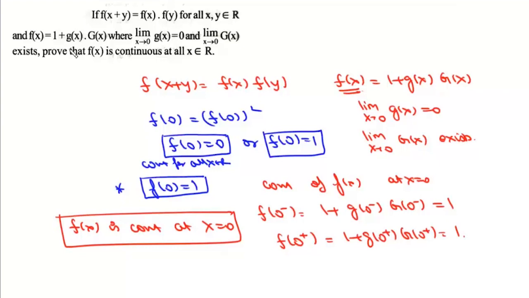Now if f(0) is 0, then this limit cannot be 0. So we have to discard this possibility, f(0) equals 0. So the only condition that remains here is that the value of f(0) must be 1. Now once we know that f is continuous at 0, that is f(h) equals f(-h), and it is equal to f(0), which is 1. We have to prove that it is continuous for all x belongs to R.